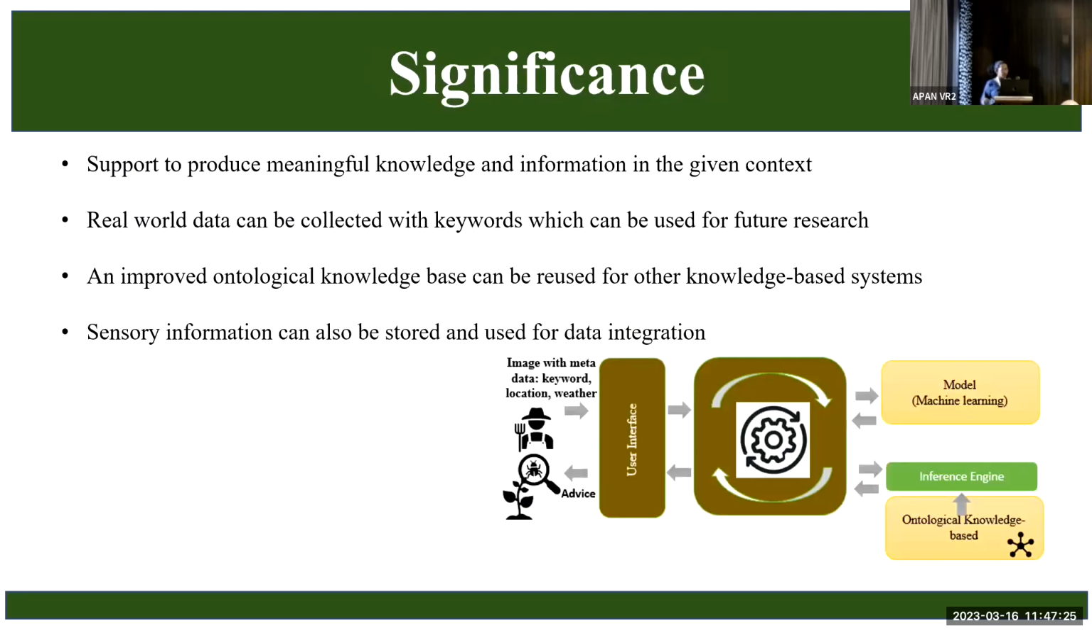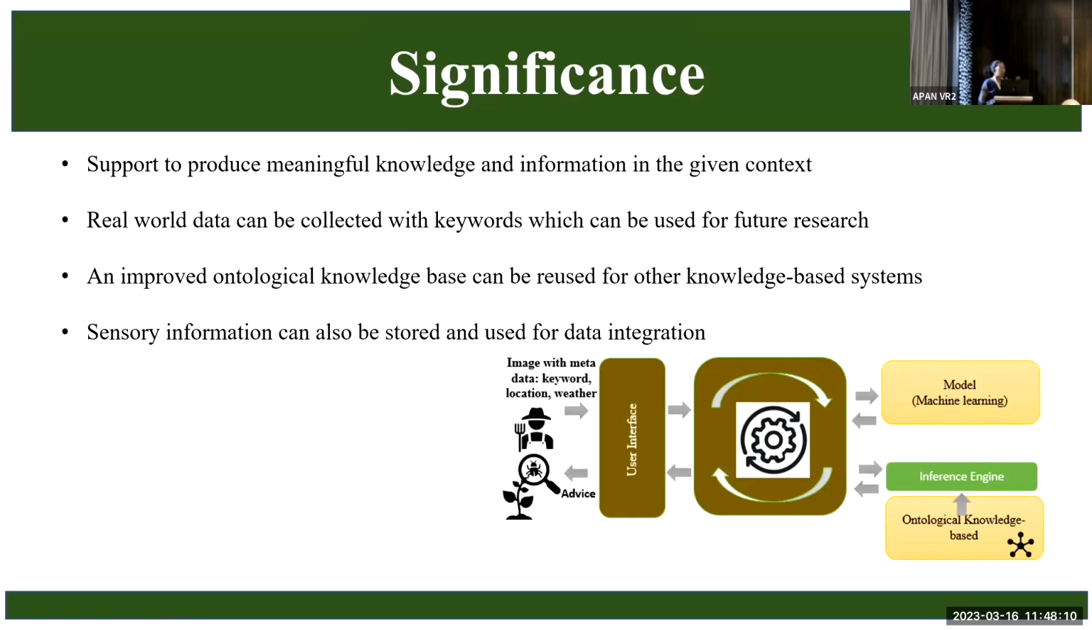The main significance of this proposal is that it supports producing meaningful knowledge and information for the considered context, because the ontology was developed considering contextual information, and we structured it in a way that it can infer the contextual information. Real-world data can also be collected with keywords, because through this application we allow farmers to capture images and send them to the system. So we can collect a lot of data from the farmers. In future we can use those real-world images for future predictions and future research.